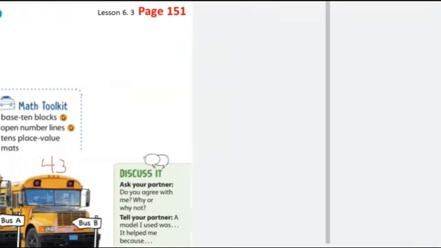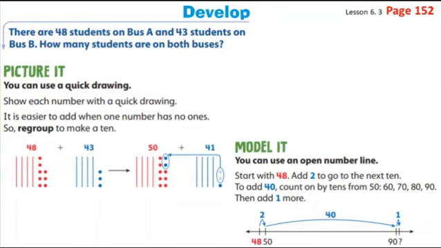Next page. Page 152. So I showed you one way to do it, breaking it down into tens and such. There are other ways that you could have done it. You've got to do it your way. You could have drawn a picture, but we're getting to a point where drawing individual ones as a circle or a cross or an X or a tally mark is getting too large. So let's look at this again. There are 48 students on bus A and 43 students on bus B.